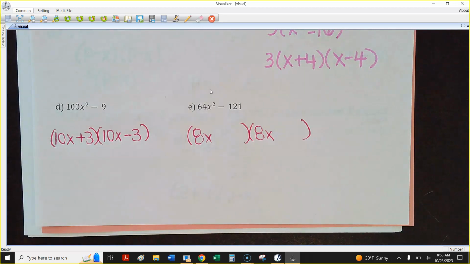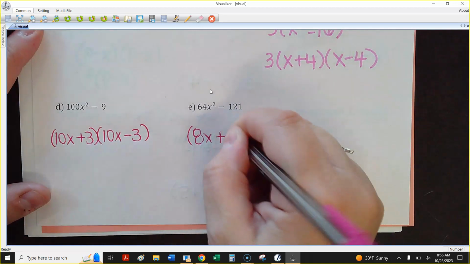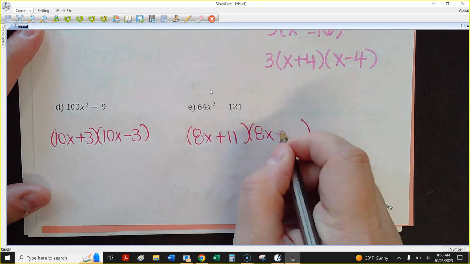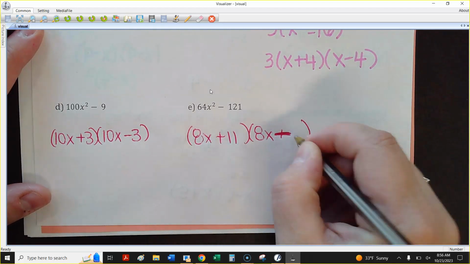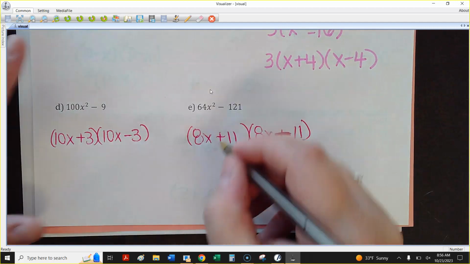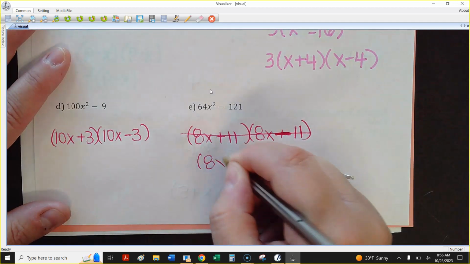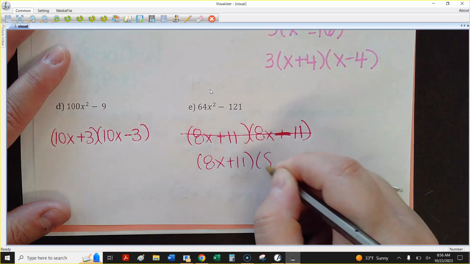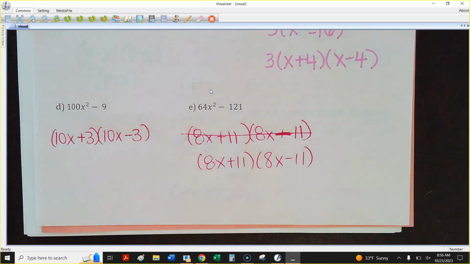Oh, okay, you guys do. Okay, so just one's an 11, oh shoot, I put a plus on both, my fault. One's a plus and one's a minus. I'm going to rewrite that because it doesn't look good. All right, so 8x plus 11, 8x minus 11. You do need one of each to cancel out that middle term if you were to FOIL it back out.